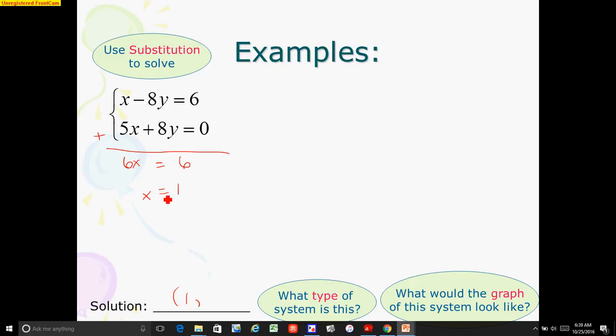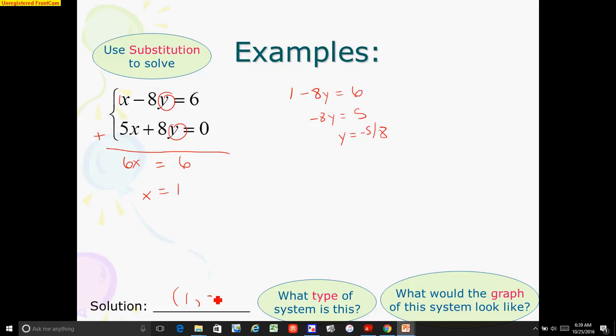Then I take this x and go back and plug it into a y, so I can plug it in either place. Since the first equation has fewer or lower coefficients, this coefficient being 1 instead of 5, I think I'll put 1 minus 8y is equal to 6. And shocker, y is equal to negative 5/8.